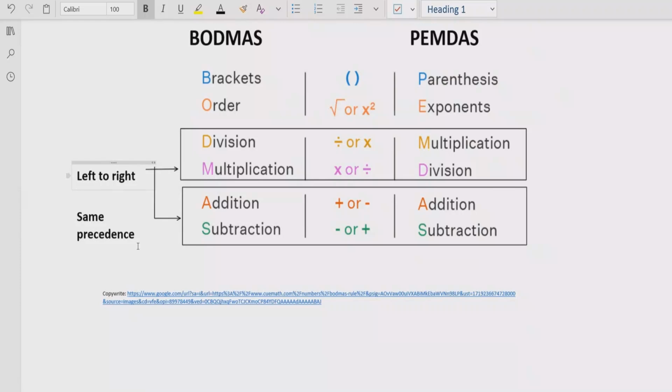Step number 3, you have to solve division and multiplication. Both have similar precedence, so you can solve any of them which is coming first. So you have to go left to right in your expression and find out division and multiplication. Similarly, for addition and subtraction, we have the same rule. We can solve addition first if it is coming first, and we can solve subtraction first if we are going left to right and it is coming first.